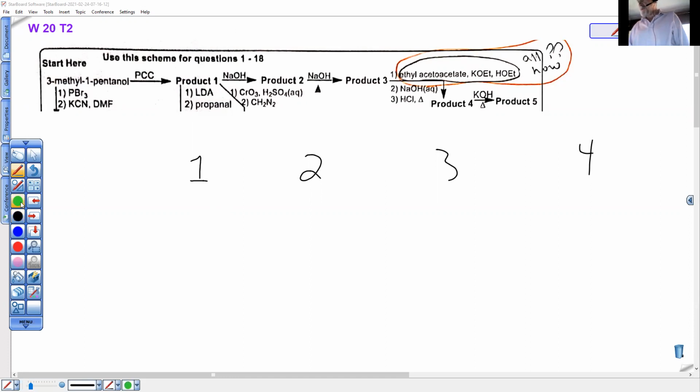We have 3-methyl-1-pentanol, 1-pentanol being this species here. 1, 2, 3 with a methyl. And PCC will make that into product 1, 3-methyl-1-pentanal.